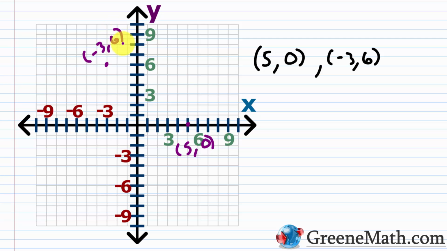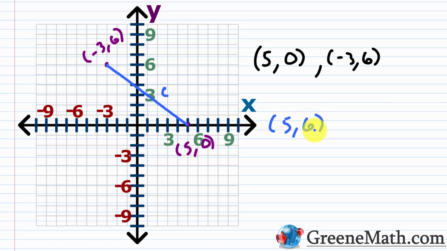So let me draw a line connecting the points. This line right here that represents the distance between the 2 points will be C, or the hypotenuse. Now, to make a right triangle, I'm going to take an x value from one of the points and a y value from the other. So I could take 5 from this guy and 6 from this guy. So I could make a point 5, 6. That would complete my right triangle.